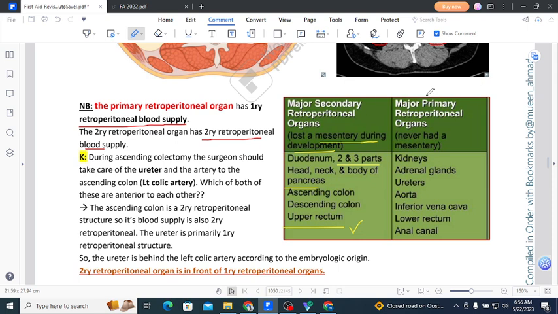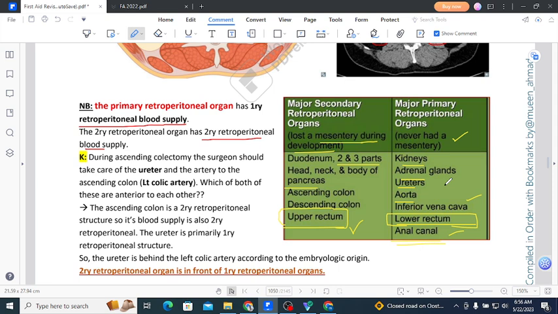And the major primary retroperitoneal organs, which never had a mesentery, are the kidneys, adrenal glands, ureters, aorta, inferior vena cava, lower rectum, and the anal canal, right? So the lower rectum is not intraperitoneal, it is primary retroperitoneal. The upper rectum is secondarily retroperitoneal, while the lower rectum is primarily retroperitoneal.